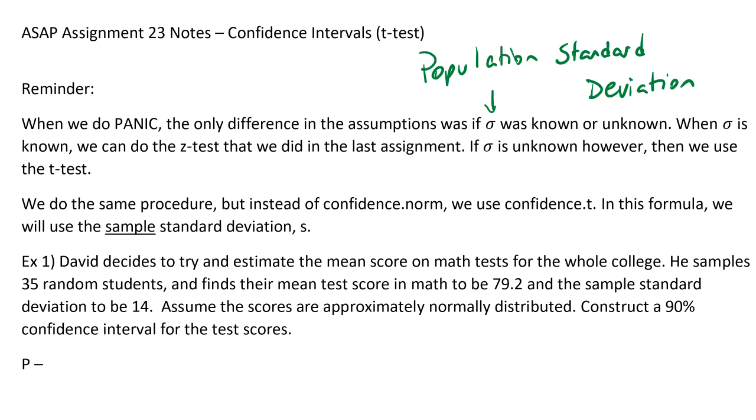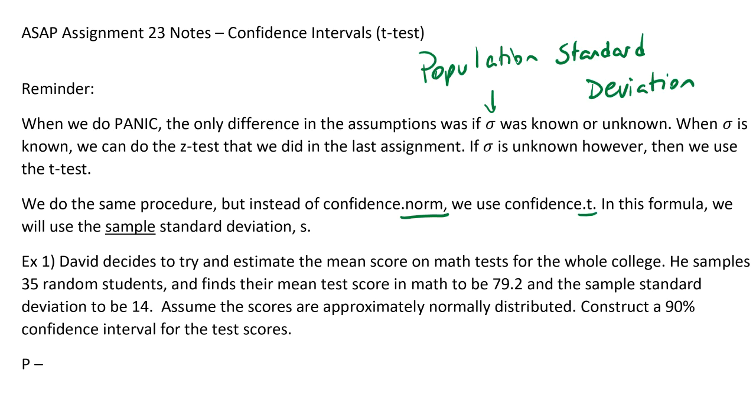All right, so for this one, we're going to have sigma be unknown, but instead it's going to give us the sample standard deviation, which we're going to call S. So we're going to do the exact same thing, the only difference being that instead of confidence.norm in Excel, it's going to be confidence.t. And in that formula, whenever it says standard deviation, it's talking about the sample standard deviation, S, not the population standard deviation, because if we had population standard deviation, we'd be using the z-test like last time.